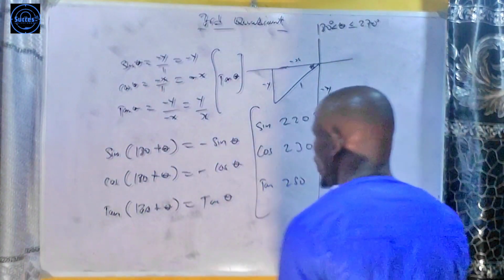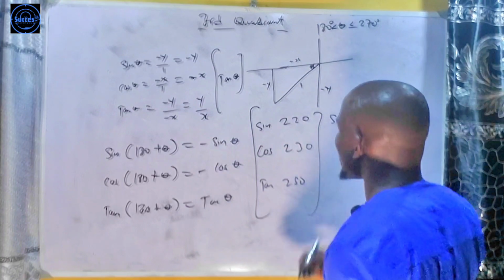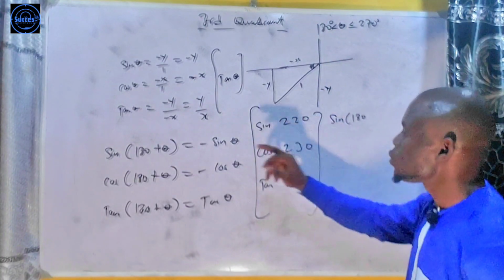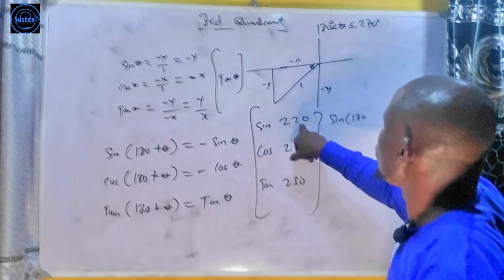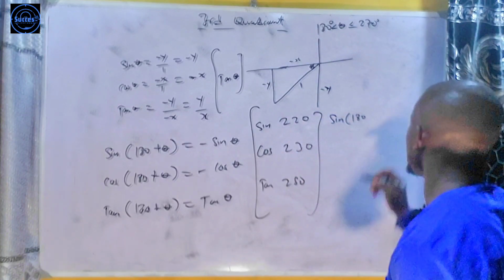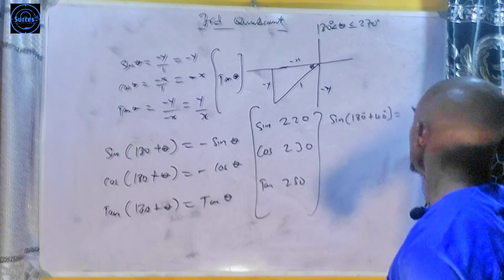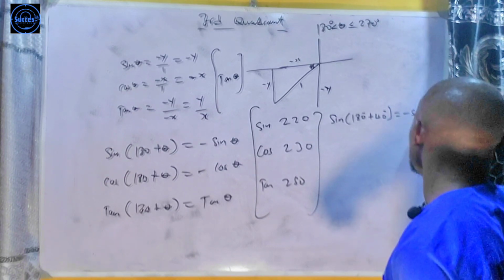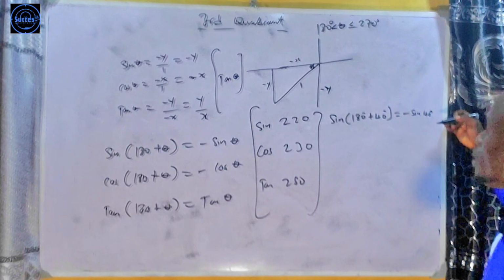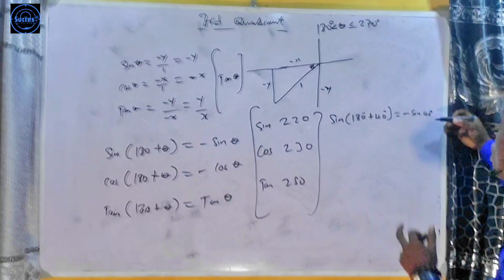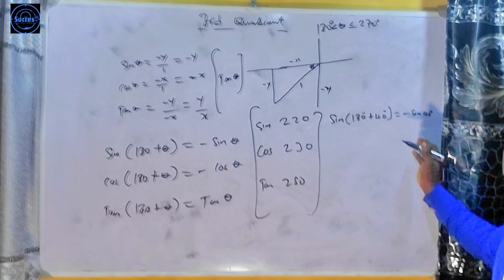It's very, very simple. For our sine, we have sine of 180 plus something. What do we need to add to 180 to give 220? This will be 40. So sine of 180 plus 40 equals minus sine 40 degrees. Which means sine 220 is equivalent to negative sine 40 degrees in the first quadrant. It's as simple as that.